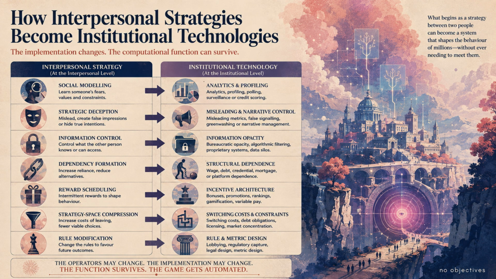Strategic deception in the psychopath becomes misleading metrics, selective disclosure, propaganda. Information control becomes bureaucratic opacity. Again, we see this in society, right? Elites are opaque. They've got shell accounts. They've got family offices. Good luck trying to understand their financial situation, right, with private equity and things like that. Whereas citizens and workers, we're all highly visible. So there's this asymmetric visibility.